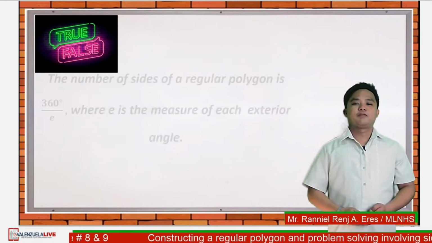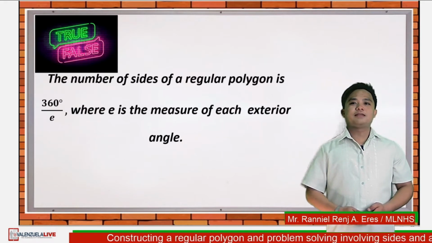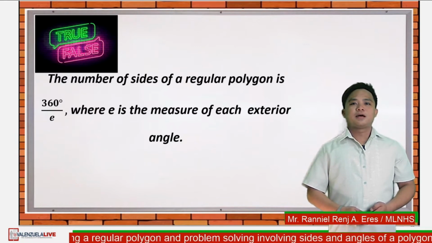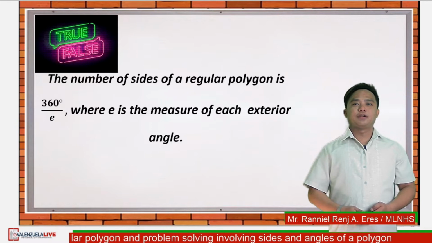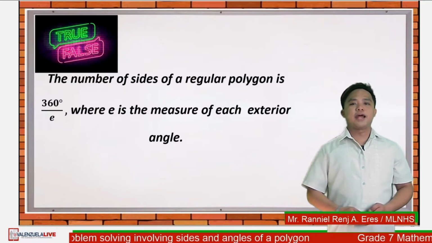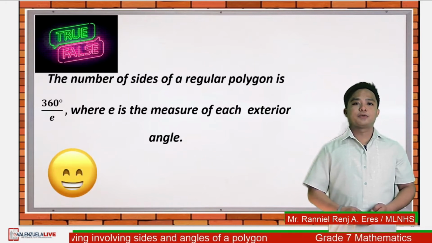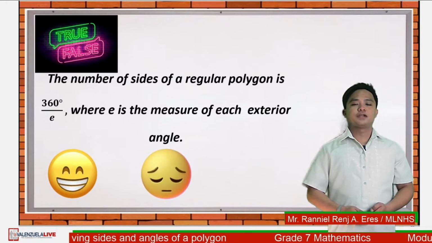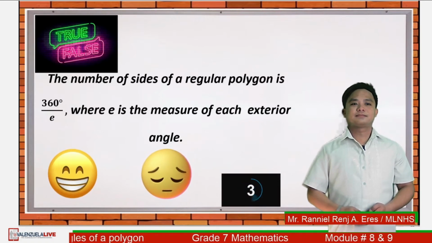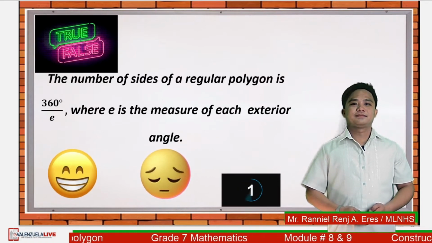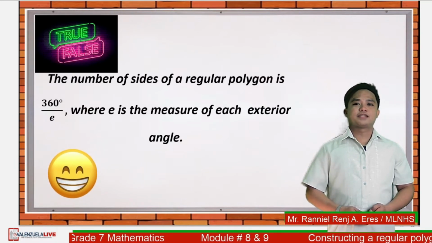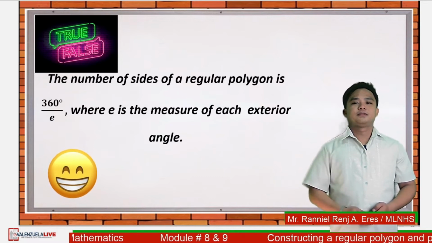Okay, for the last statement, the number of sides of a regular polygon is 360 degrees over E, where E is the measure of each exterior angle. Okay, is it true or false? Your 5 seconds starts now. Okay, so the correct answer is true. It's a happy face.